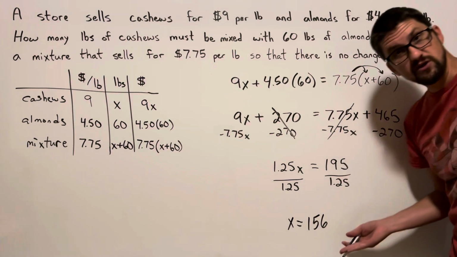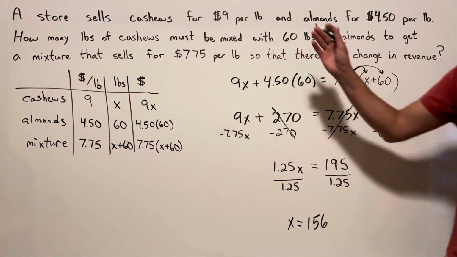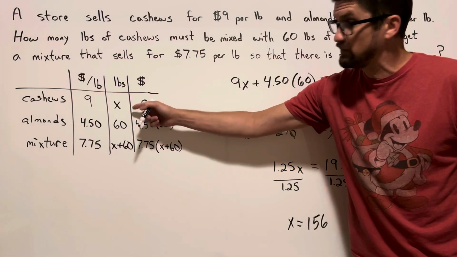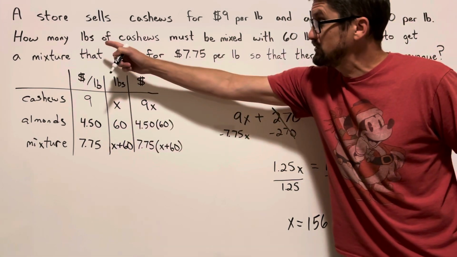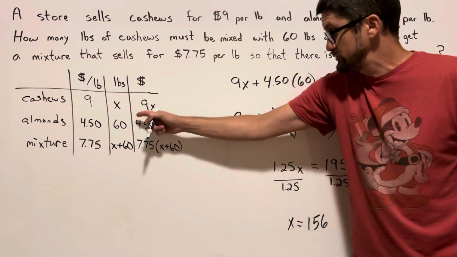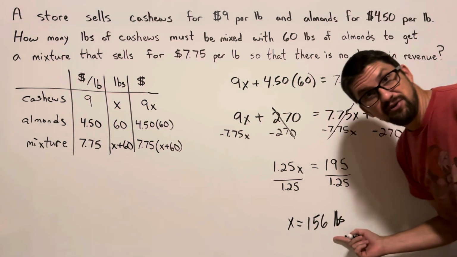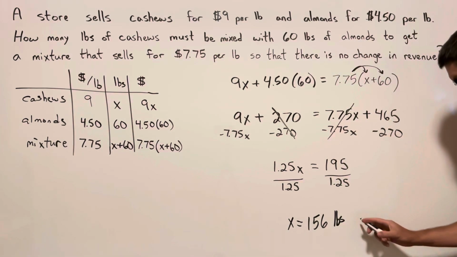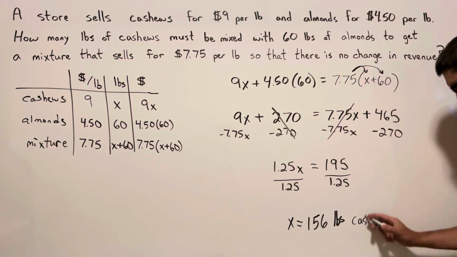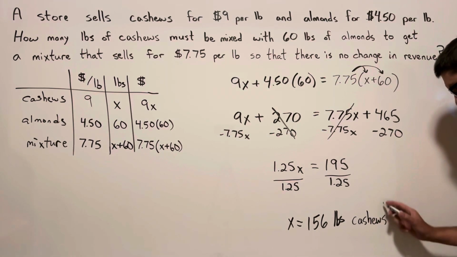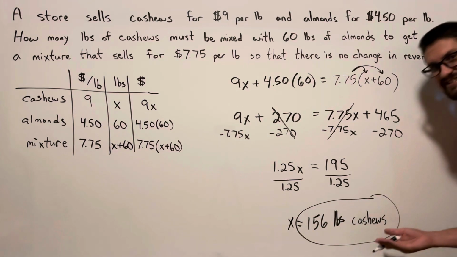All right, so we solved the equation for X. Look back to see what X represents. It represents the pounds of the cashews. That's what I'm looking for right there. It says how many pounds of the cashews. I solved for it. Don't forget to put units on your answer here and what it represents. There you go.